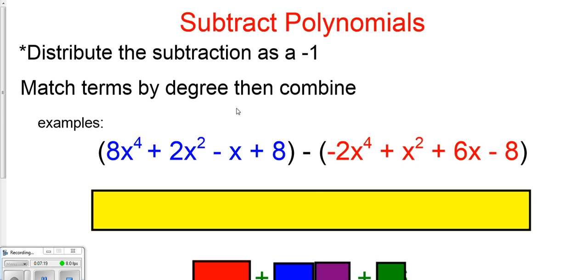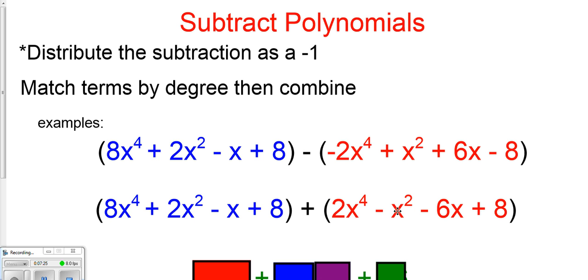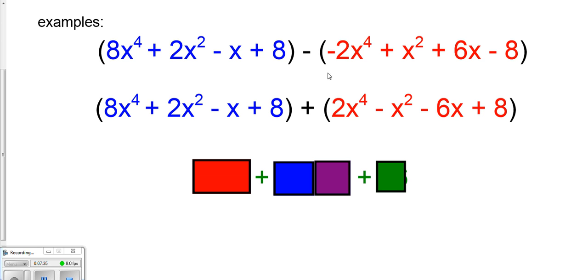Subtracting polynomials still. Again, we're going to do this minus, change it to a plus, and just do the opposite of each one. So negative 2 becomes positive 2. Plus x squared becomes minus x squared. Plus 6x becomes minus 6x. Minus 8 becomes plus 8. Again, we're just saying subtraction means add the opposite of each one.